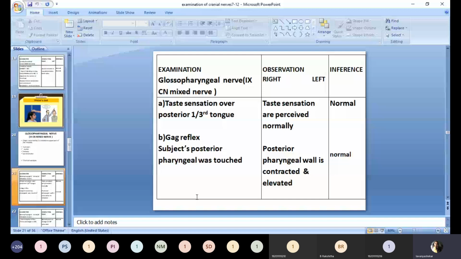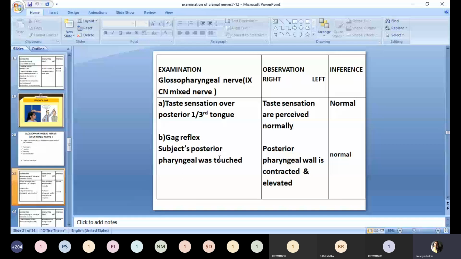So here you are going to tickle the back of the pharynx either with a finger or with a swab stick. Whenever you do that, you will be able to observe the reflex contraction of your pharyngeal muscle. In case there is damage, this particular reflex is absent. Again, it depends whether we are going to do this test or not.